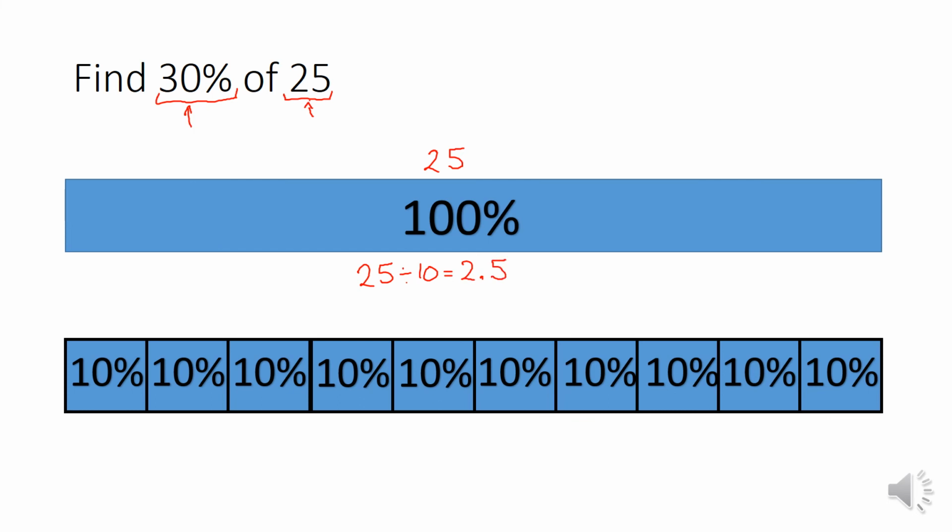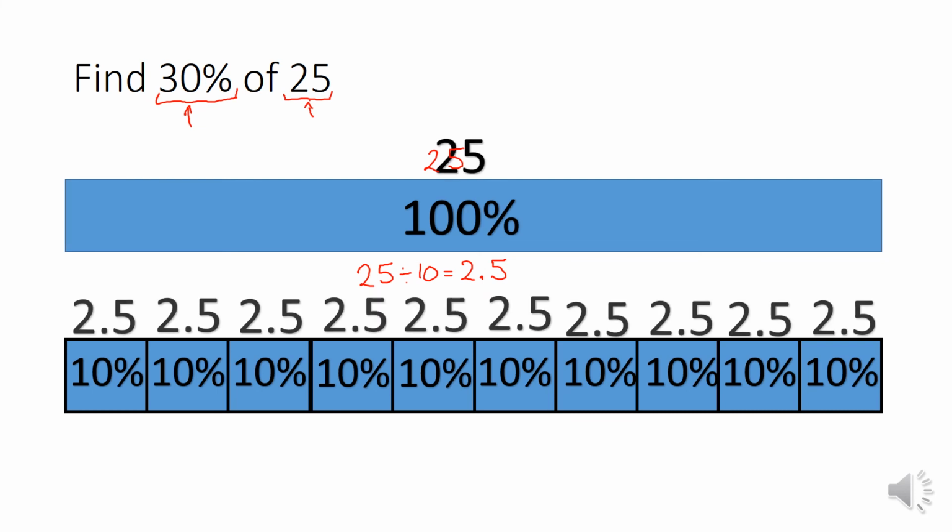So we have a decimal answer here, but that's completely fine. We can get decimal answers with these. We haven't so far, but you can. So if you get a decimal, you haven't necessarily made a mistake. So we can put in what we've done so far. We've worked out 10% is 2.5.